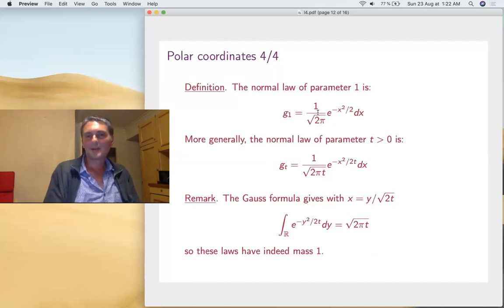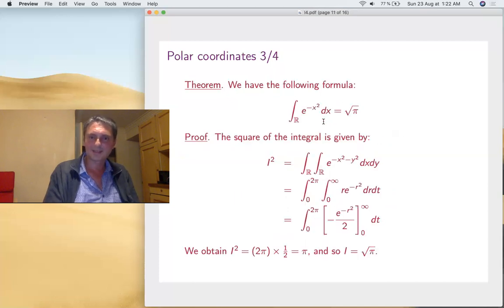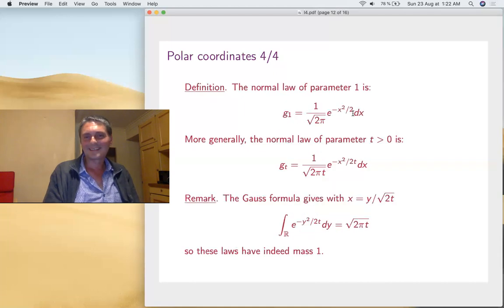So here's your normal law, and more generally the normal law of parameter t, you can define it like this. These are centered, okay? I'm doing probability now. And the Gauss formula tells you that these are indeed probability measures, and they have mass 1. If I integrate this density, I get 1. Okay, so the square root of pi here is the square root of pi here, okay? There's a factor 2 because it's customary in probability to divide by 2 here, okay? Well, let's not get into all this, for having variance 1.